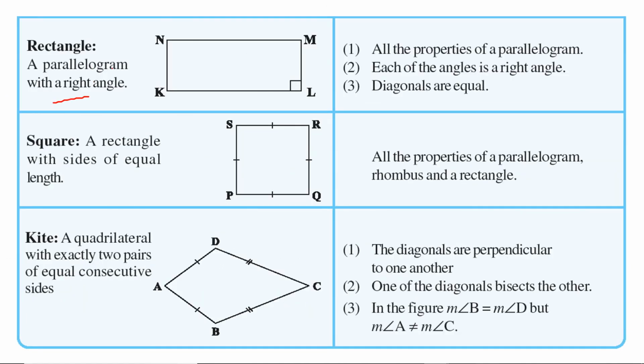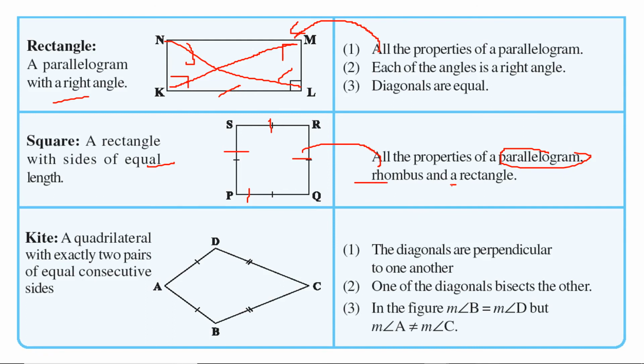Then we have a rectangle, a parallelogram with a right angle. So all the properties of a parallelogram, each of the angles is a right angle, and the diagonals are equal in a rectangle. When we come to a square, the rectangle with sides of equal length, it has all the properties of a parallelogram along with the rhombus and a rectangle. Then the kite, a quadrilateral with exactly two pairs of equal consecutive sides. The diagonals are perpendicular to one another like this. One of the diagonals bisects the other, and this bigger diagonal bisects the smaller one.